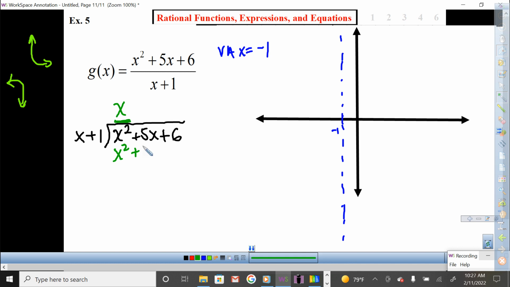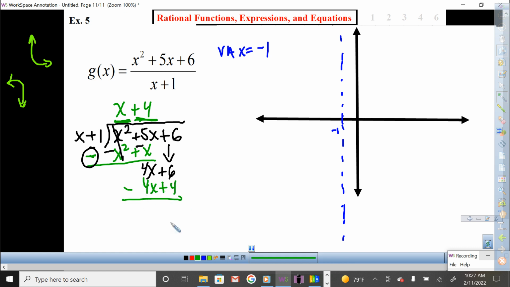X times 1 is 1x. I'm going to subtract, which means distribute, this cancels. 5x minus 1x is 4x. Bring down the 6. Continue. What number times x gives me 4x? Positive 4. 4 times x is 4x. 4 times 1 is 4. Subtract. Distribute, this cancels, so we're left with 2.